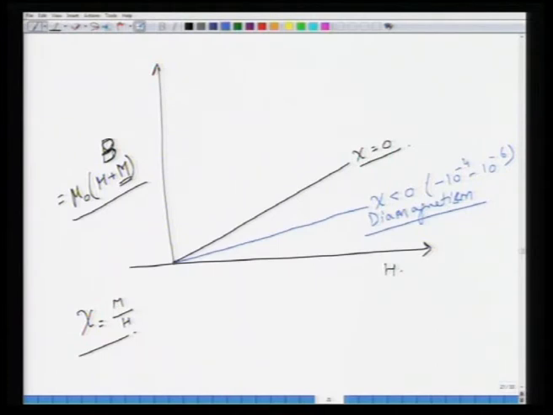Now, you can have chi slightly larger. If you have a slightly larger value of chi, then this is chi greater than 0, but again a small number, 10 to the power minus 5 to 10 to the power minus 6, and this kind of material is called paramagnetic material, or the effect is called paramagnetism, and this of course is vacuum.